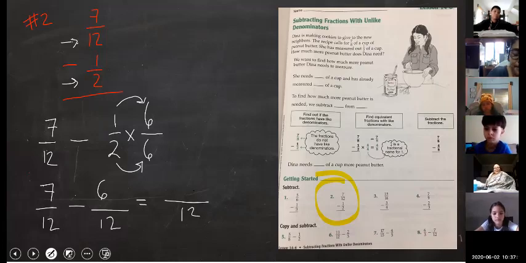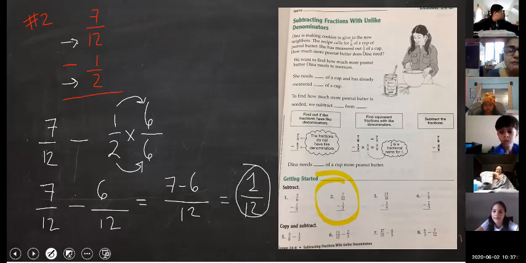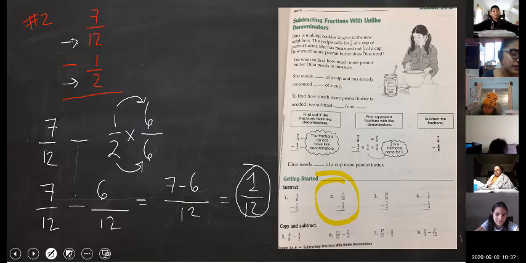7 minus 6. It's 1, right? Very good. 1 over 12. That's my answer. My answer is 1 over 12. That's for number 2. It's exactly the same as addition, right?